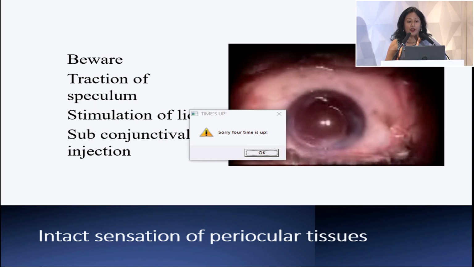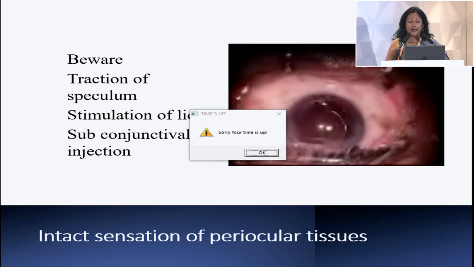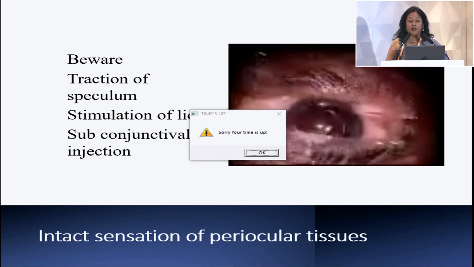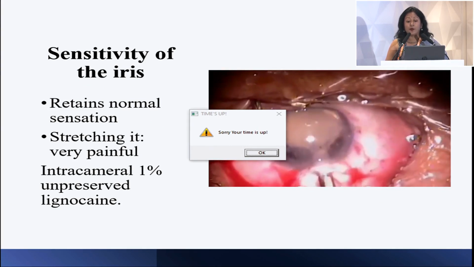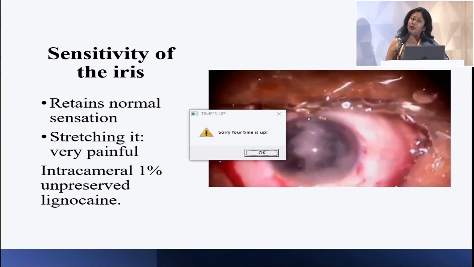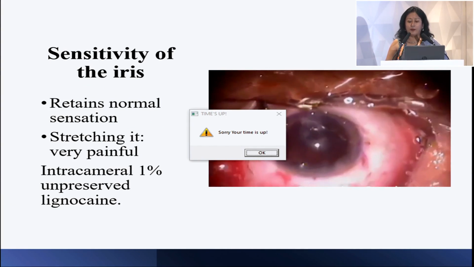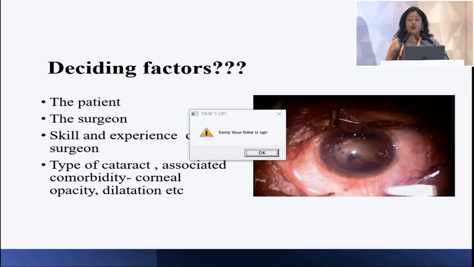Stimulation of the eyelids, a subconjunctival injection, or traction on the speculum might be painful for the patient. The iris retains its normal sensitivity. So at this point, when you're taking out the nucleus, initially you can go ahead with intracameral injections. The deciding factor is always the patient, how he is going to cooperate with you, and you as a surgeon, how apt you are in shifting from peribulbar to topical. It's your skill, your experience, and also the type of cataract that you are dealing with.